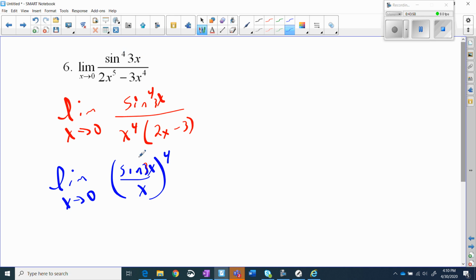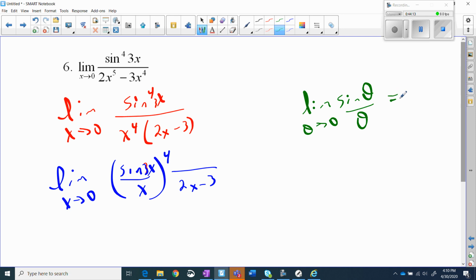Sine 3x to the 4th power. X is to the 4th power. This 2x to the minus 3 is not to the 4th power, so it's going to stay out here by itself for now. Then we're going to try and set up that lone identity that I get you to work through. The limit of sine theta over theta as the angle goes to 0 is always equal to 1. So that's important. Theta in this question is 3x.